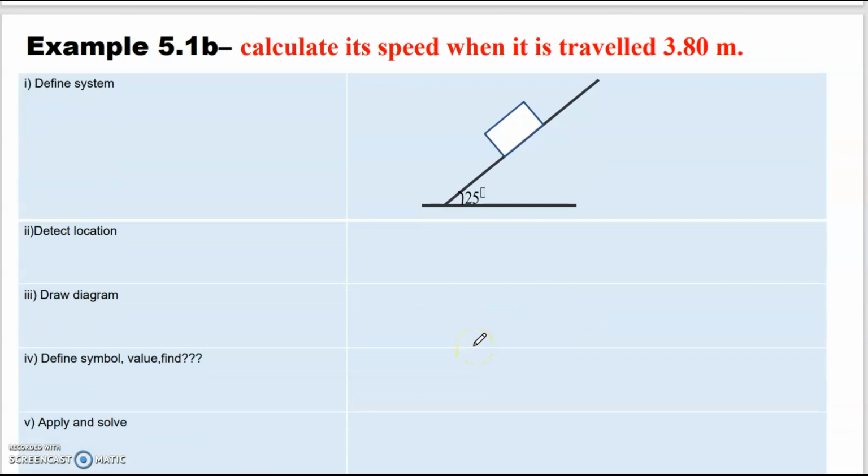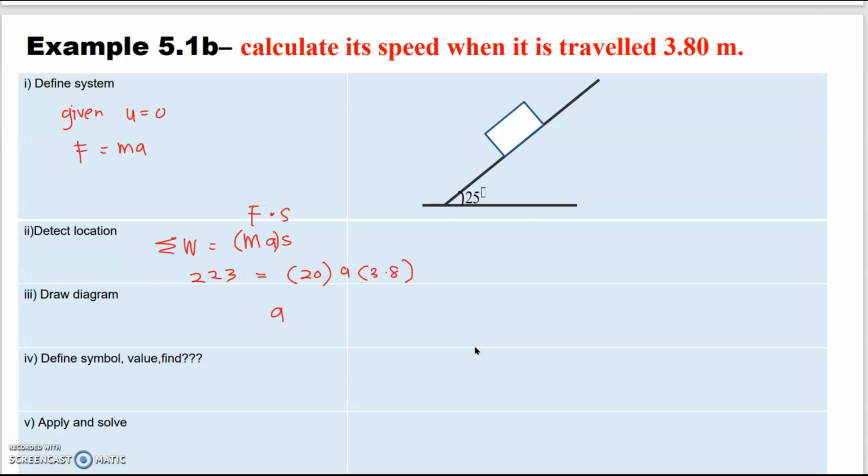For the last one, we have to calculate the speed when it travels 3.8 meter. It is given that u is equal to 0, because it is from rest. F is equal to ma. So by using the equation, the total W is equal to ma times S, because this is F dot S and F is equal to ma. The work done is 223 as we calculated before, equal to 20 times a times 3.8. Therefore we get a equal to 2.93 meter per second squared.